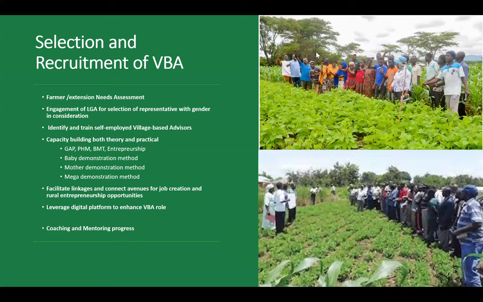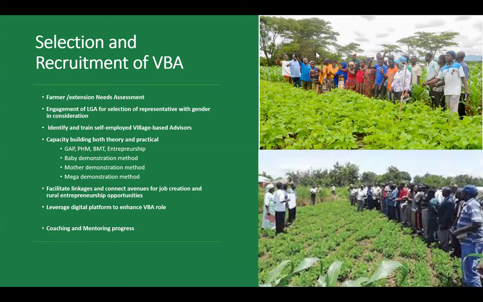Which process do we use in the recruitment of the VBAs? The first one, as I mentioned before, is to conduct a quick assessment in a particular geography, a particular region. Then we move to another step of engagement with the local government authority for selection of the representatives, ensuring that gender composition is one of the prime factors.